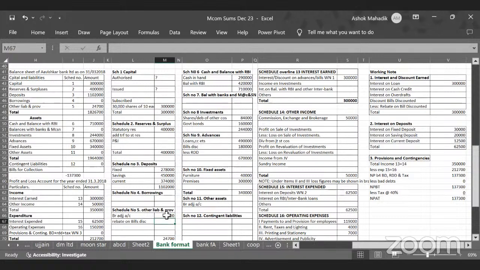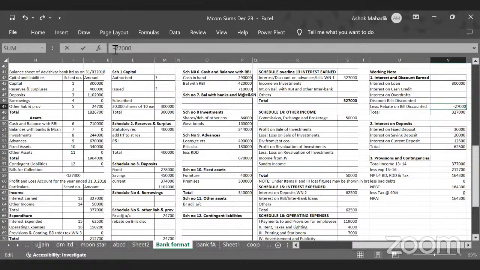So rebate on bill discounted means whatever we have earned by way of discounting the bill or by way of loans, 27,000 is not yet earned. It may belong to the next period. We have to remove it from our income. So you can see in the working note, the last item is less rebate on bill discounted. So I'll put it there. What is the value? 27,000. I should put it minus so that it gets deducted, not added. I put a minus sign.